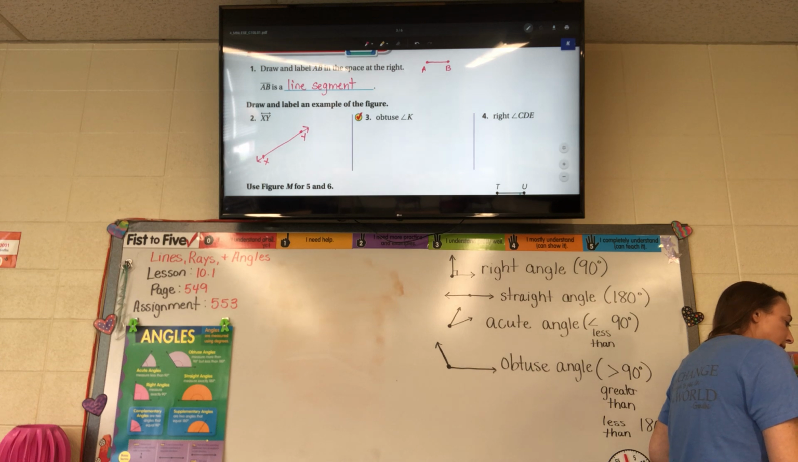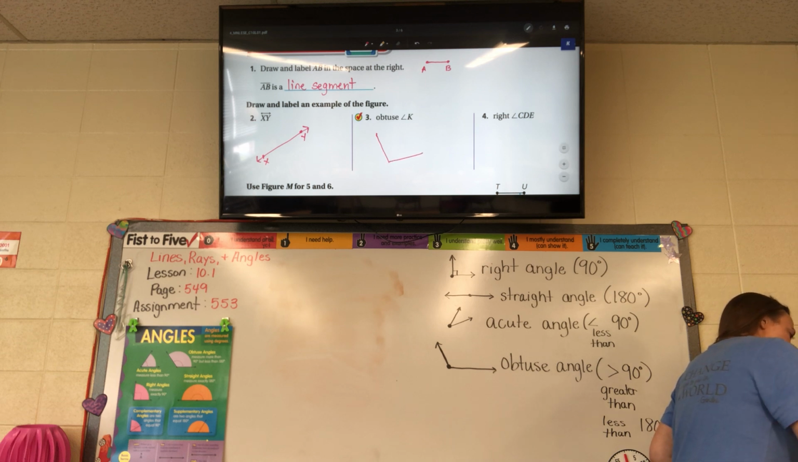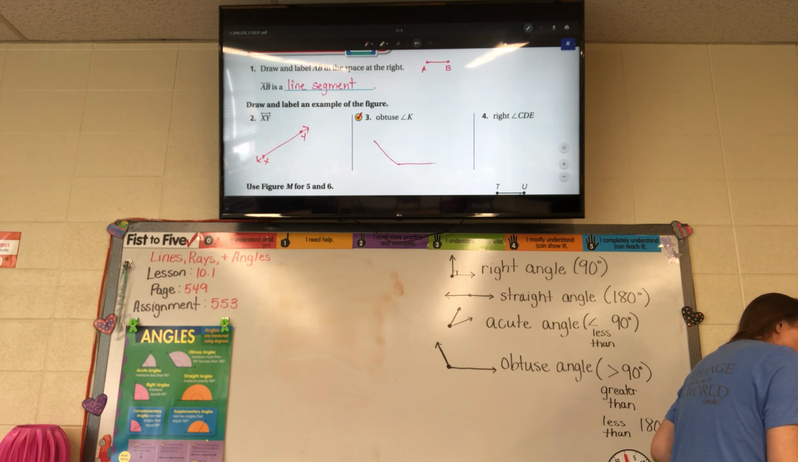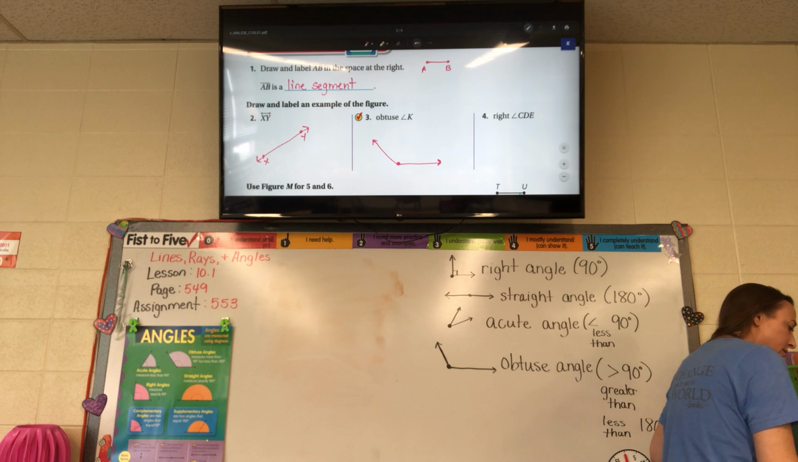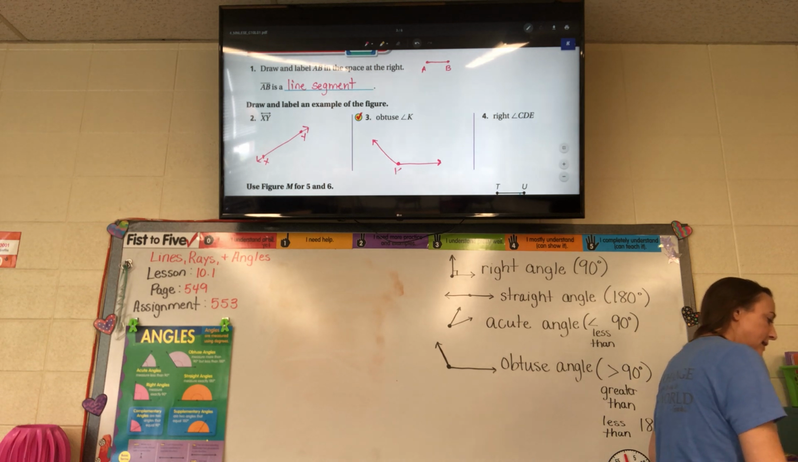Obtuse angle K. So we need something that is big and wide. And that wasn't very good. Okay, so that's a big wide angle. And they just named this angle by the vertex, which is K.